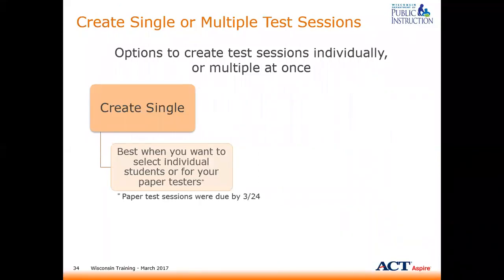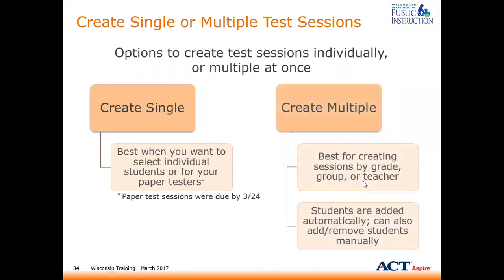Create single is best when you want to select individual students. So for example, those few paper testers, you just have a few of them that you needed to get into a paper test session. Remember, those were due by March 24th. That's really the best use, just, again, individual students you want to select manually. Create multiple, though, is really good for creating sessions by grade as well as, new this year, group or teacher. In this case, students are going to be added automatically to the sessions depending on the criteria you select, but you can always go back and add or remove students manually if you need to.